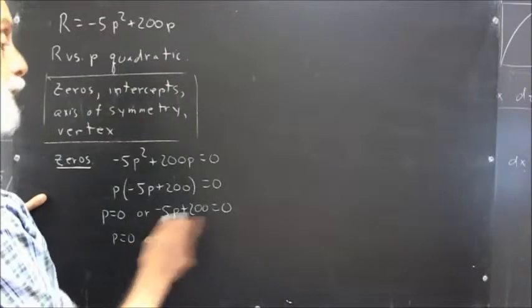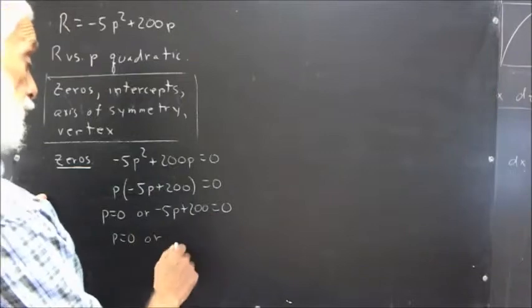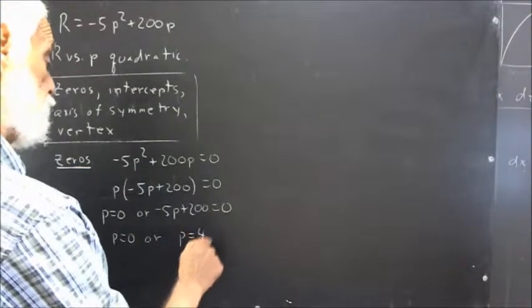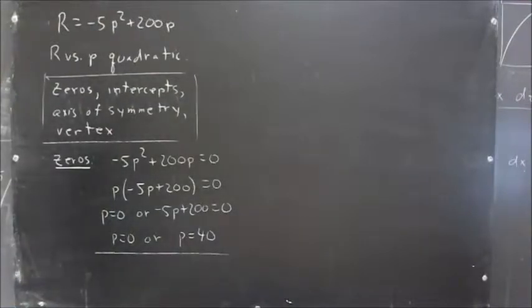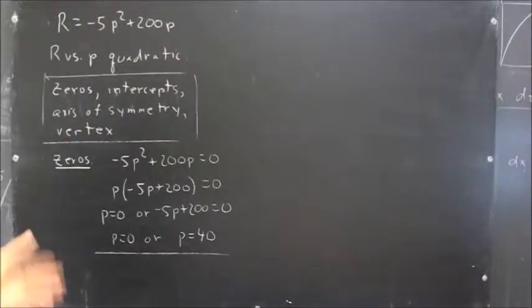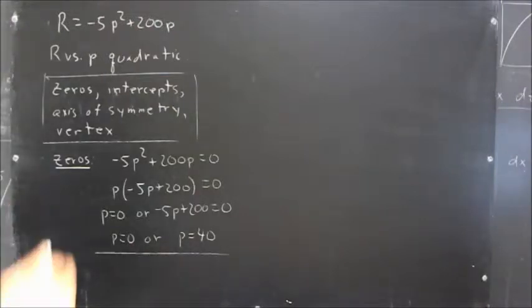Okay, well, to solve this, we're going to subtract 200 from both sides, divide both sides by -5, and we're going to get p equals 40. Those will be the zeros. If you remember, and hopefully you made notes and a picture of the pretty parabola I drew in the last video, you see that this agrees perfectly with the intercepts of the parabola that I drew.